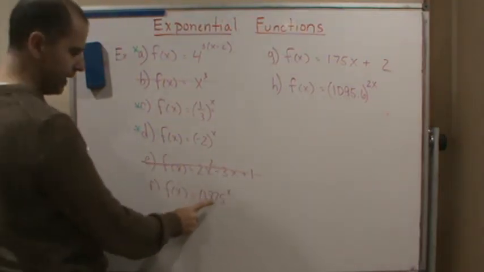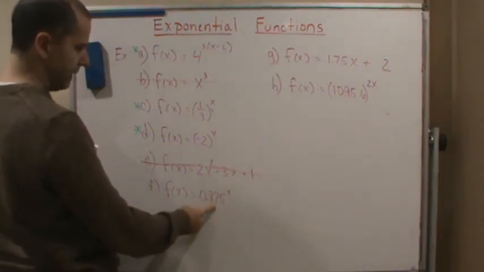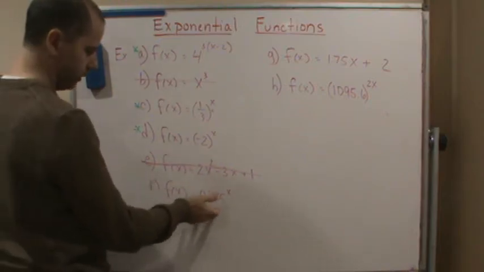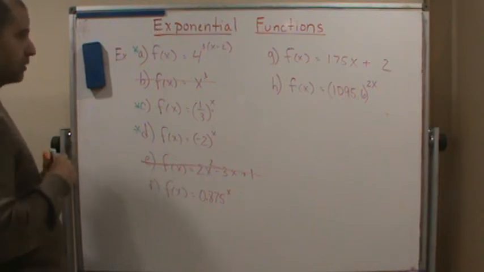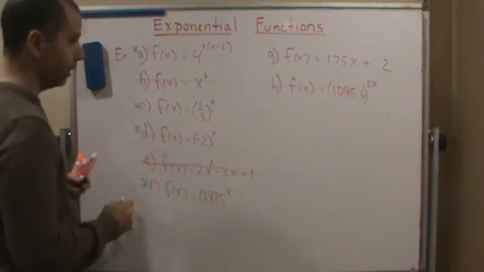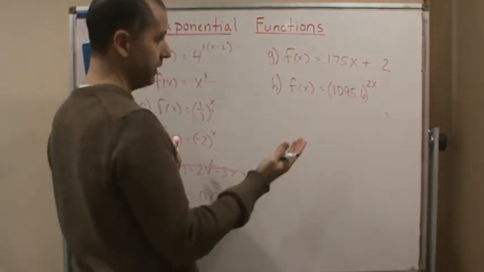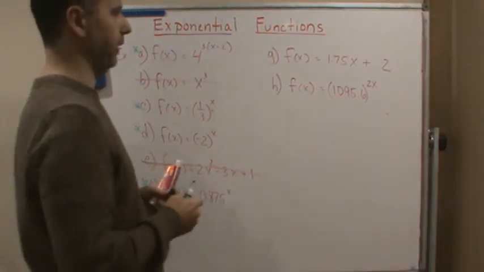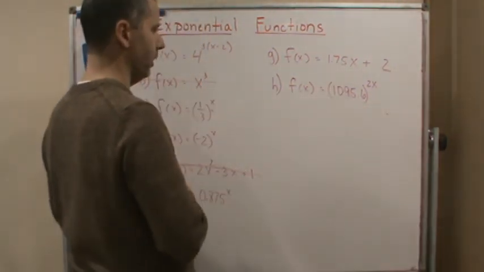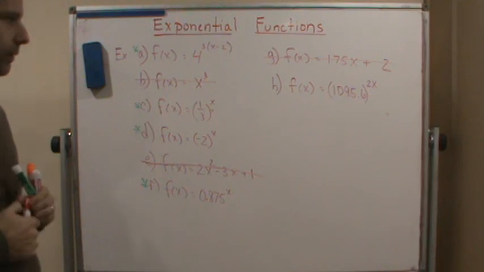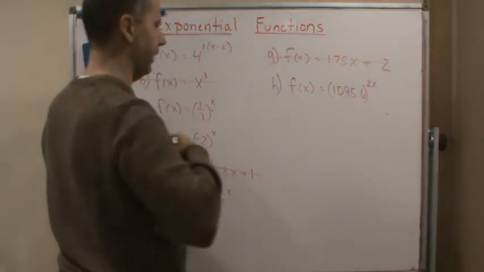Yes, it is. Even though it's a decimal, that's fine. It's okay. The base can be any real number other than 1. Any positive real number other than 1. So this is good. Okay, so that is an exponential function. Now what about G? G is what? G is not an exponential function. Again, it does not have a constant base with a variable exponent. This is a linear function, right? So this is a no. Now what about H? H is an exponential function.